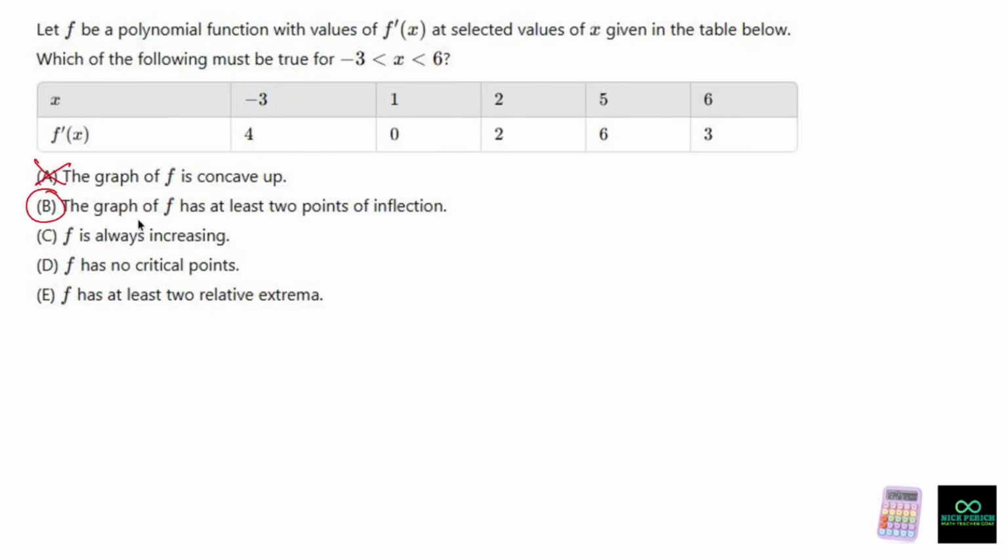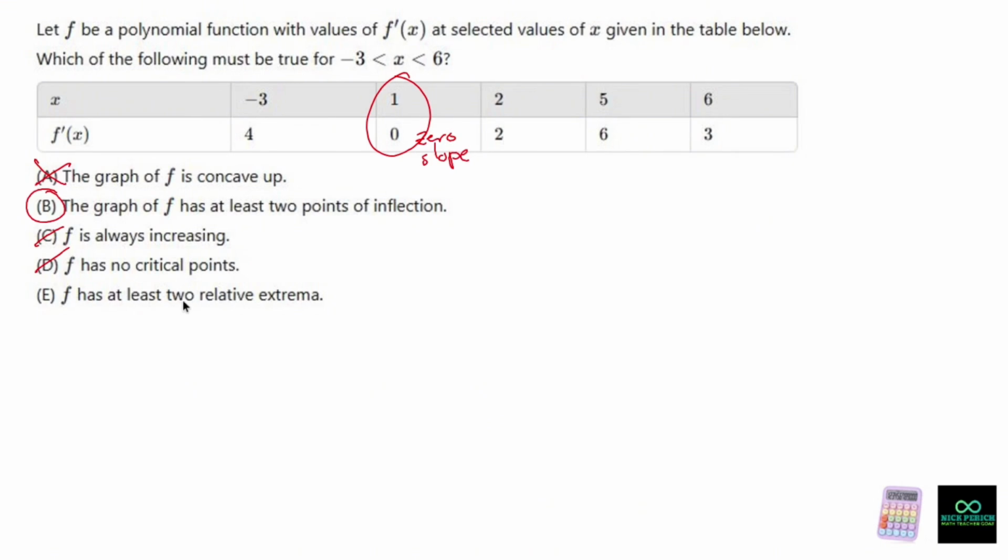Now let's rule out the others. f is always increasing. That's false because f prime of 1 is 0. If it's always increasing, f prime of 1 being 0 means we have a zero slope right there, which means not always increasing, so C won't work. f has no critical points. Well, that's not true because there's one right there, so that's not right.